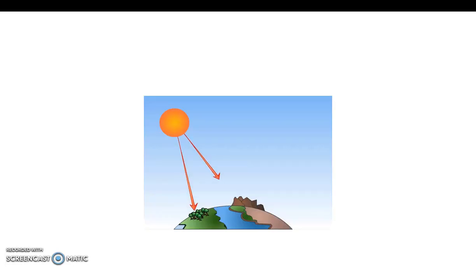This is radiation reaching us from the sun. The sun is a long distance away from the earth, and yet its energy can reach us.